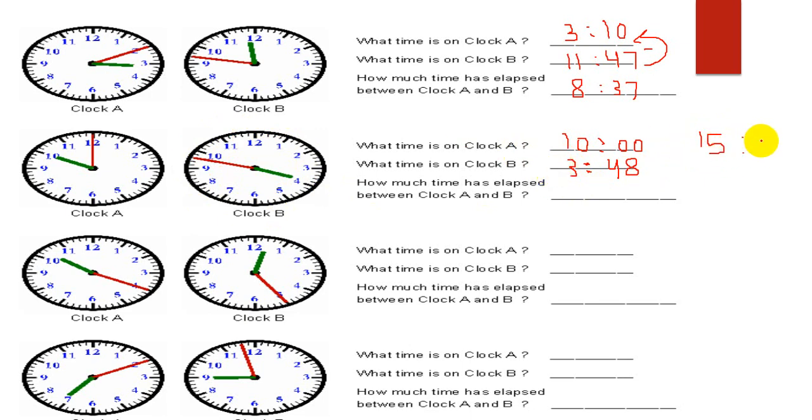15:48 minus 10 o'clock. Subtract now. 48 minus 0 is 48. 15 minus 10 is 5.